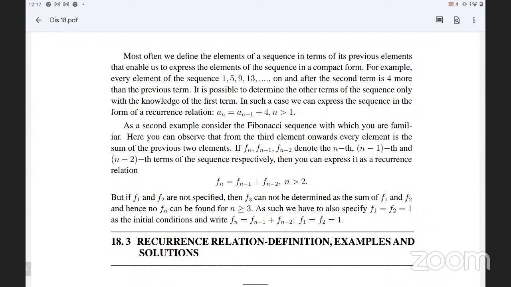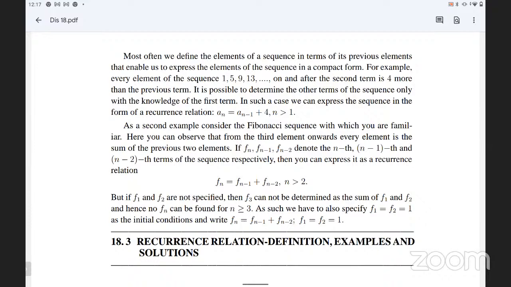Sometimes, for example, if I take a(n) equal to a(n minus 1) plus 4, this is also one kind of good relationship. Anyway, it is f(n) equal to f(n minus 1) plus f(n minus 2), with f1 equal to f2 equal to 1. This kind of observation comes under recurrence relations.